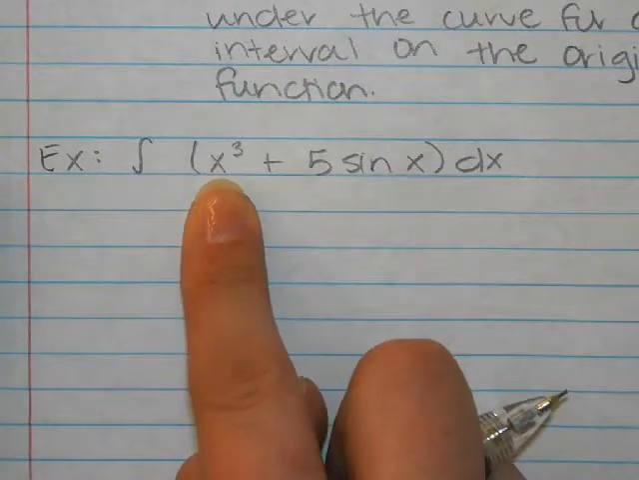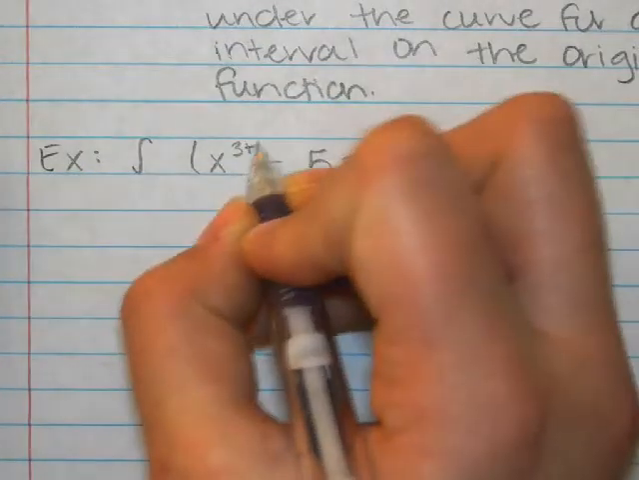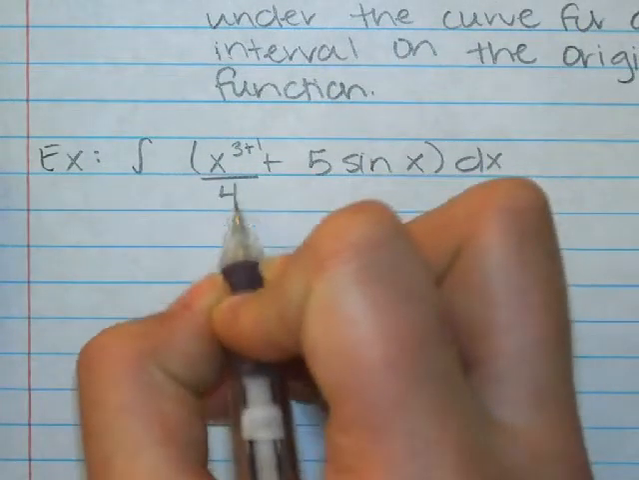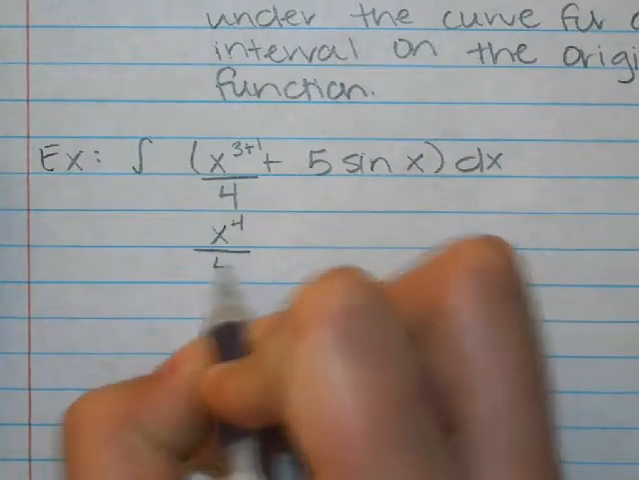All right, so what's the rule if you just have a term that has an exponent? What do you do with the exponent? You add 1 to it and divide by that number. So this is x to the 4th divided by 4.